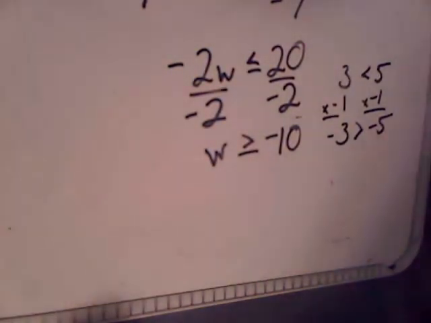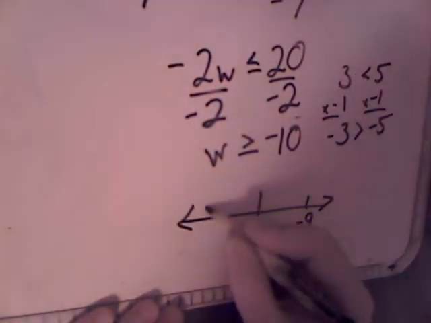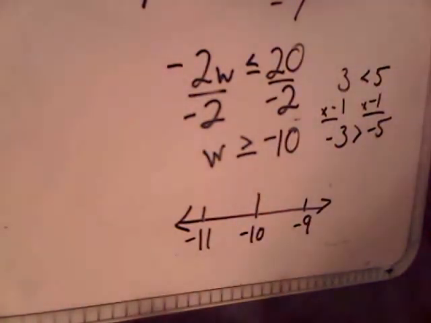Now that I have my final answer, I can graph it. So I have -10, -9 is one bigger, -11 is one smaller. Because the variable is on the left, I followed the direction of the arrow. If the variable had been on the right, I would have to reverse it.